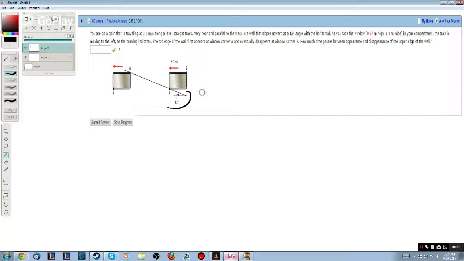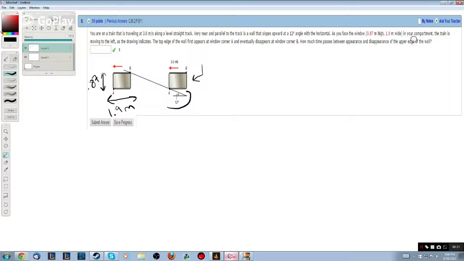As you face the window, right, this is what I didn't figure out at first. This is the window in the diagram here. So the height is 0.87 meters, and the width, that's a crooked line, oh well, is 1.9 meters.